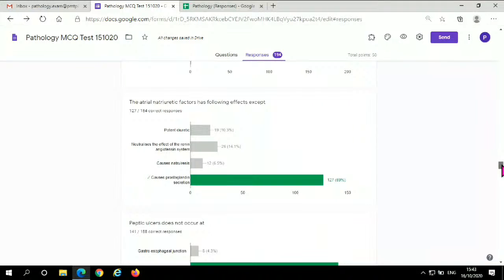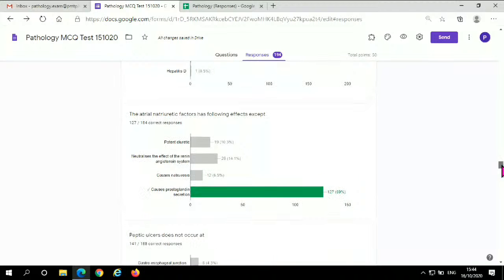Atrial natriuretic factor has the following effects except, most of you know that it is a potent diuretic. It neutralizes the effect of the renin-angiotensin system, and it causes natriuresis. It does not cause prostaglandin secretion, but it inhibits it, it competes with it, and therefore it is the correct answer.